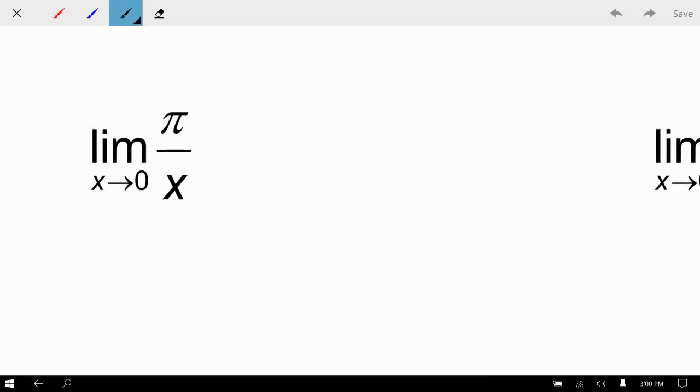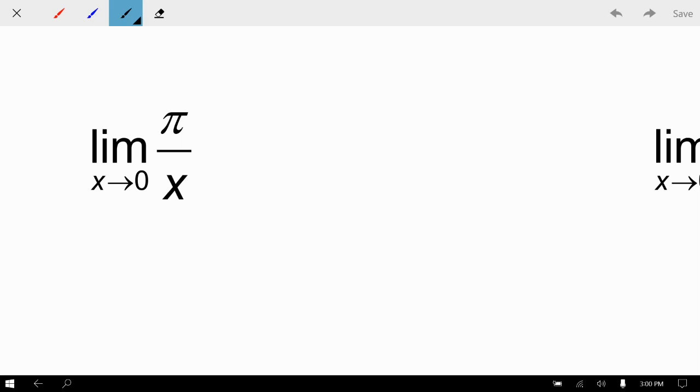Okay, so this one, we've got the limit as x approaches 0 of pi over x. Now, what I want you to be thinking about in a lot of cases is transformations. So think about this for a second: pi over x, what graph do I know that this is a transformation of? And then in addition to that, what type of a transformation is that?